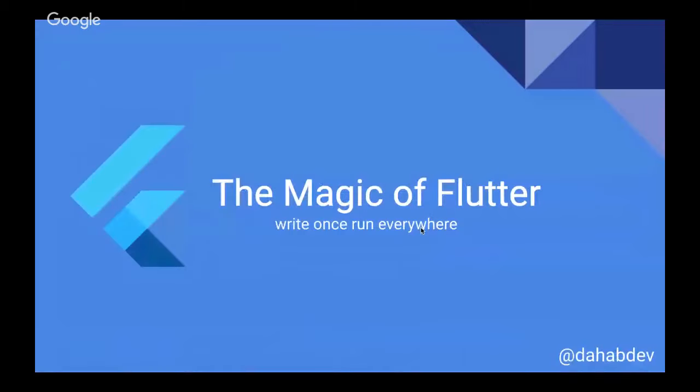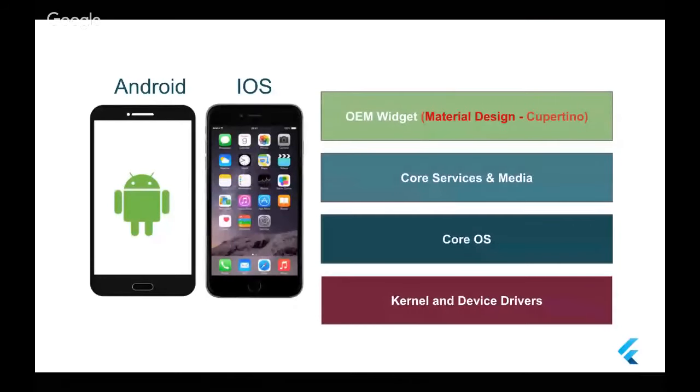And let's get started. The magic of Flutter: write once, run everywhere. Before we start talking about how to build mobile applications with Flutter, we need to first understand the operating system that we are building our application for. Any operating system consists of a set of layers. Each layer is responsible for a specific job.